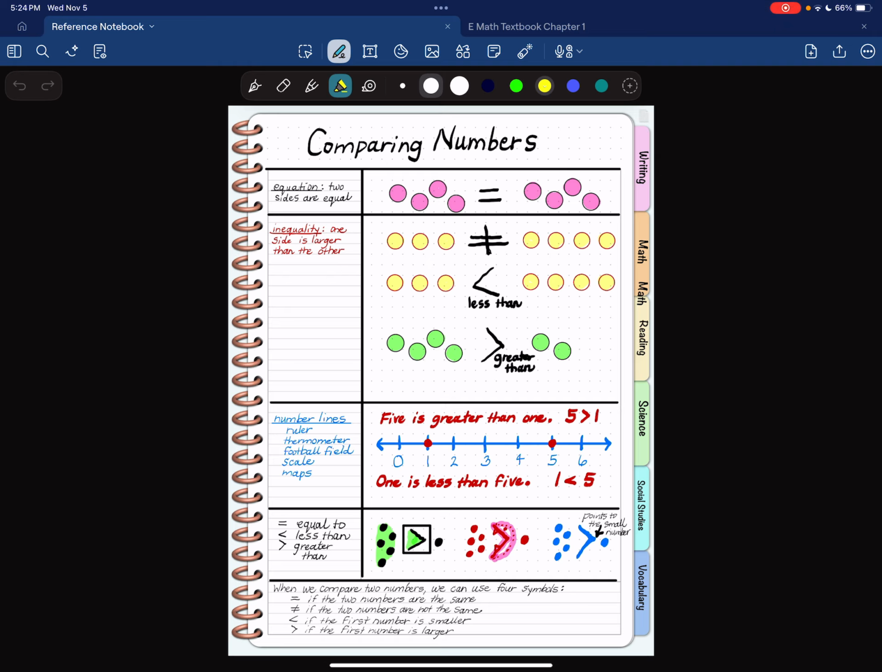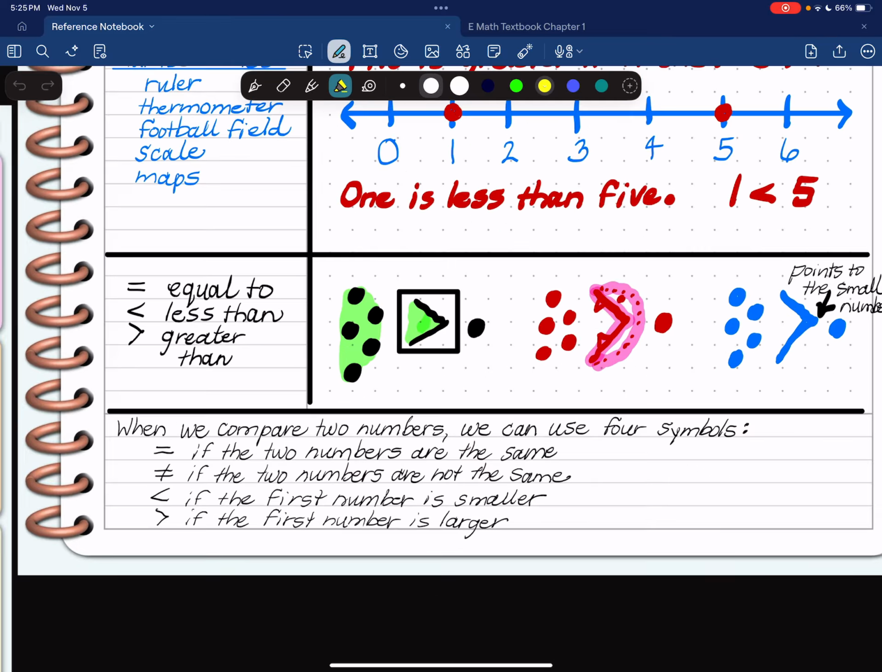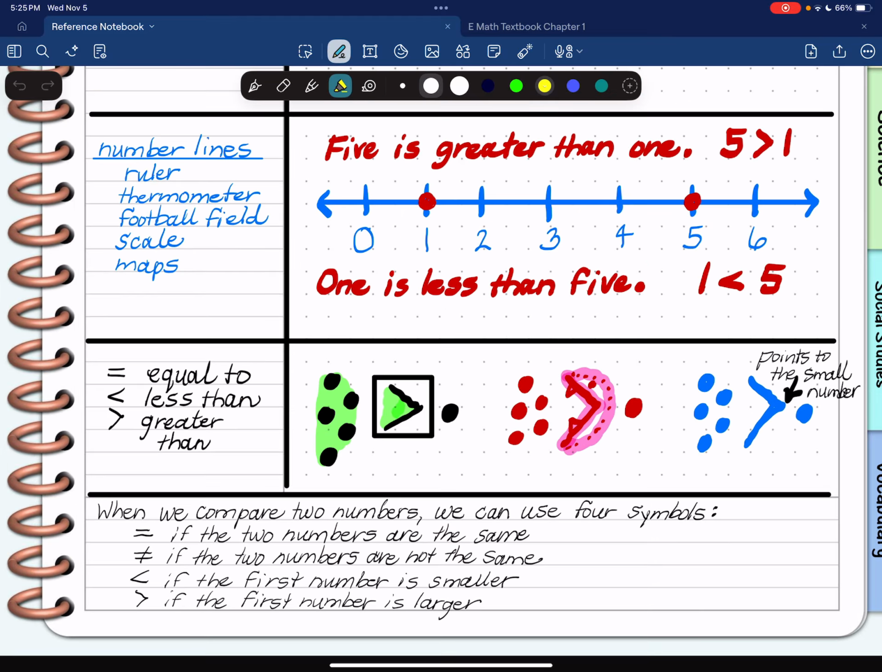We talked about an equation, meaning that two sides are equal, an inequality, meaning that one side is larger than the other side. And we talked about the symbols that we use to compare numbers. We can use number lines, we can use symbols, lots of ways to compare numbers. But officially in math, you compare numbers using four symbols.